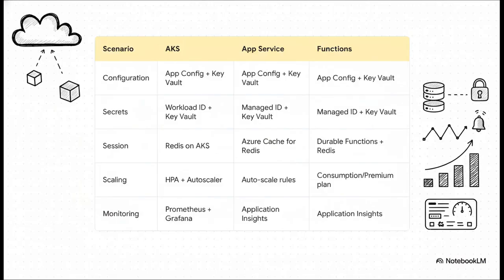Now, this here is the cheat sheet. This table takes everything we just discussed and boils it down to a super practical guide. It doesn't matter if you're deploying to Kubernetes or App Service or even serverless functions. This is your playbook. It shows you exactly how to handle configuration, secrets, sessions, and scaling the right way for each platform. Consider this your blueprint for building a rock-solid, truly production-ready app.